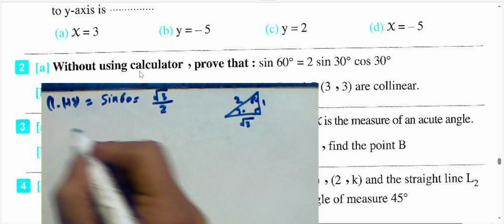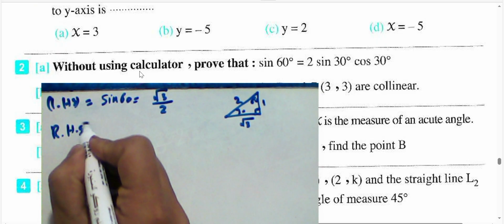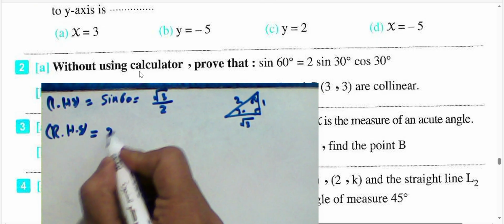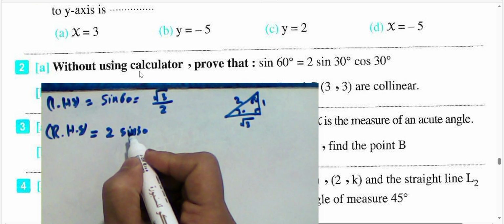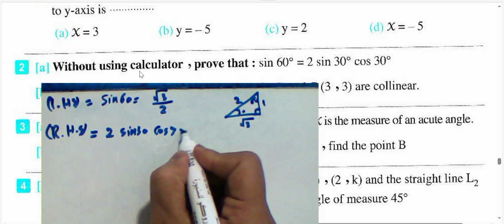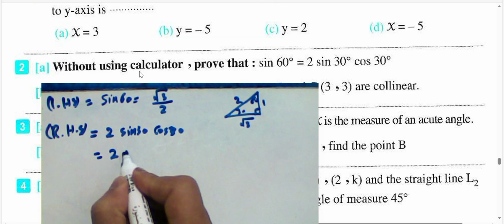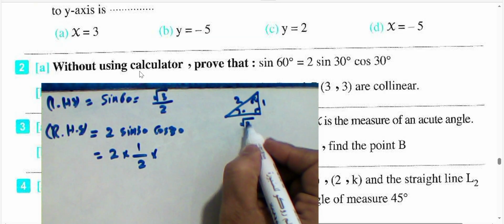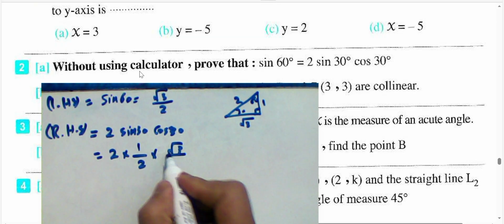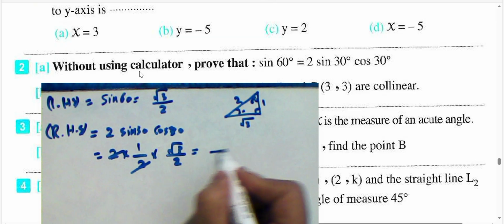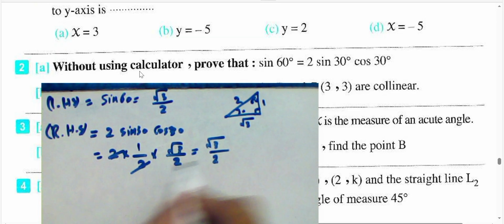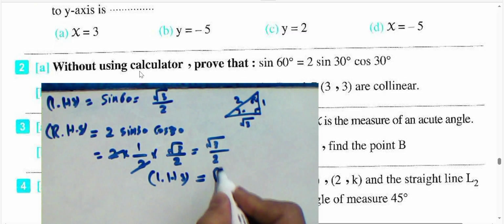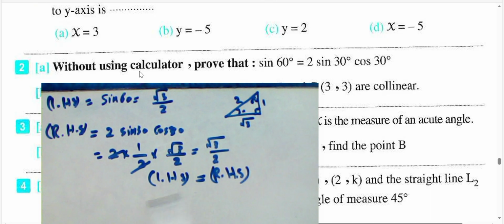And also the right hand side equals 2 times sine 30 cosine 30, right? 2 times sine 30, which is 1 over 2, times cosine 30, which is root 3 over 2. You can simplify, then the result will be root 3 over 2. So the left hand side is equivalent to the right hand side. We prove that. Okay, next question.